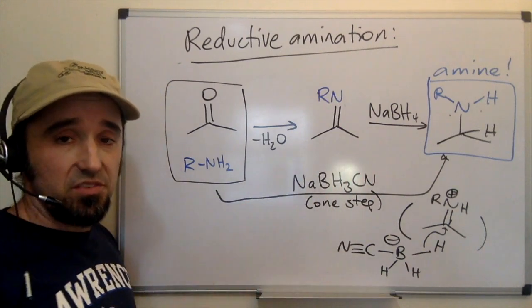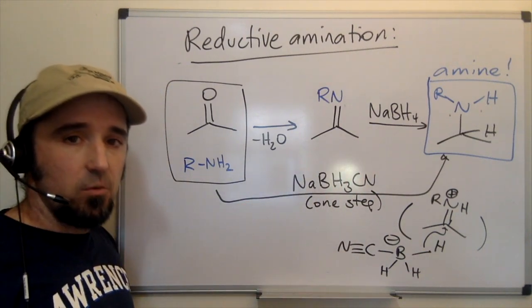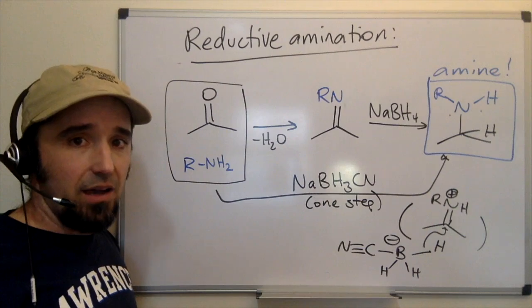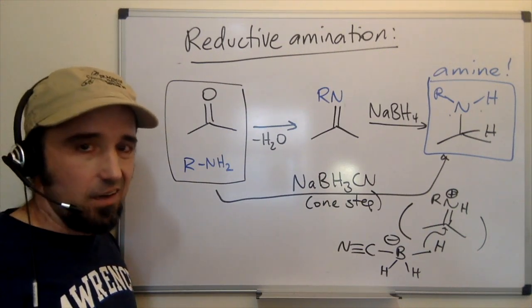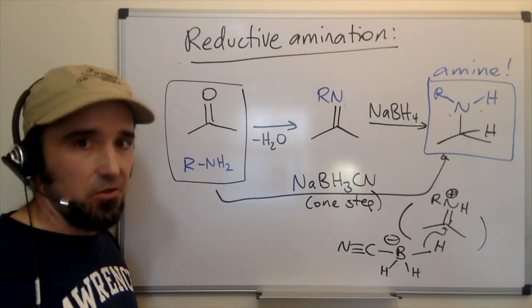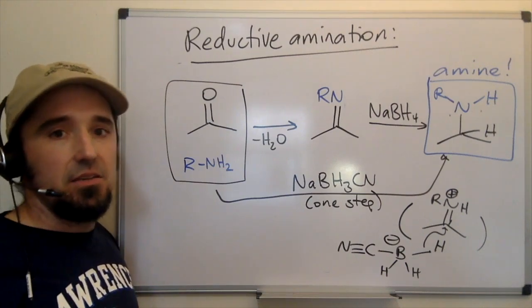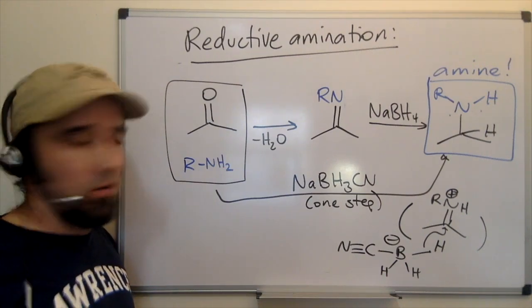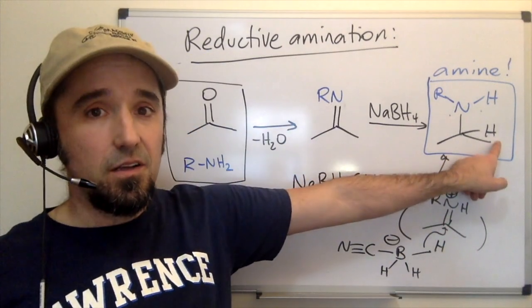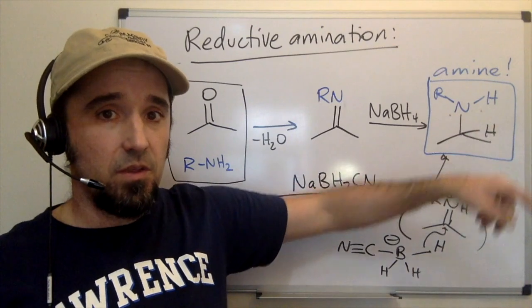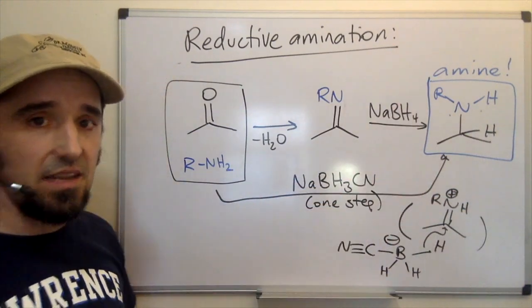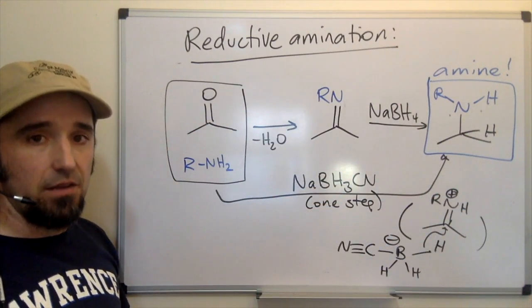So I can reduce it with sodium borohydride. That's going to reduce a C=N double bond just like it reduces a C=O double bond. So imines are about as reactive as ketones or aldehydes. So it's easy for sodium borohydride to add hydrogen here, and then upon aqueous workup, the hydrogen gets added there. So I essentially reduce this the same way that I would reduce a ketone or aldehyde.